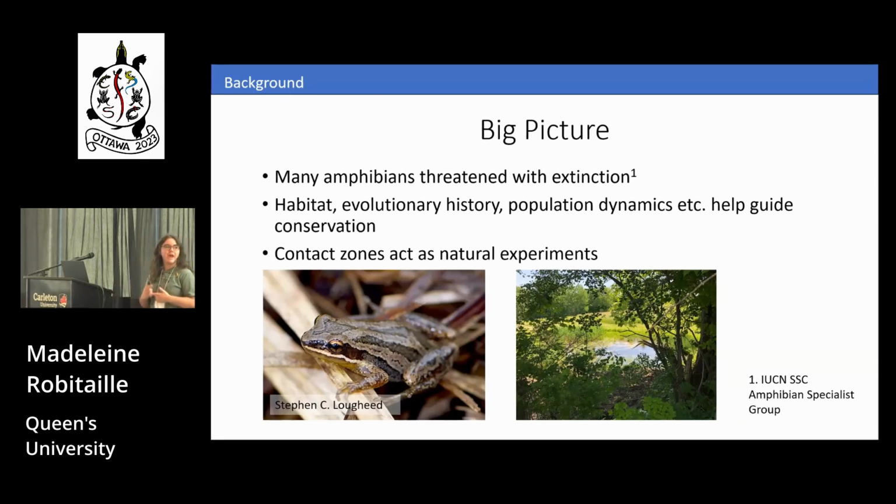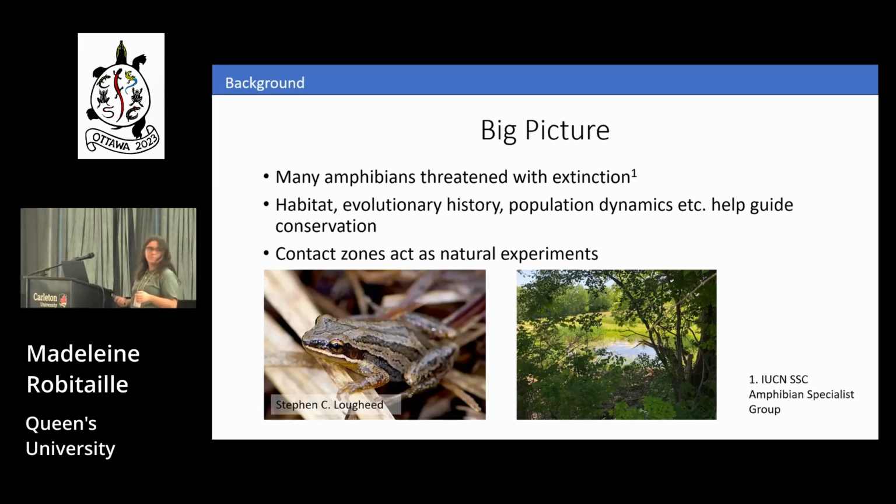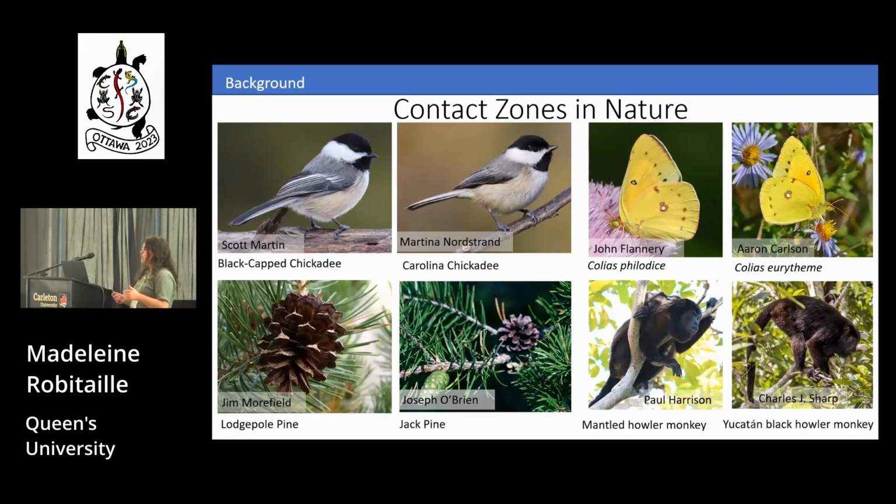Understanding factors like their habitat, evolutionary history, and population dynamics can help guide the policies and strategies that will inform conservation efforts. Contact zones act as natural experiments that reveal certain elements of the ecology that can help us with their habitat, evolutionary history, and ecology, and thus guide conservation. Contact zones are areas where closely related species or lineages meet. They're common in nature and occur across a wide range of taxa.